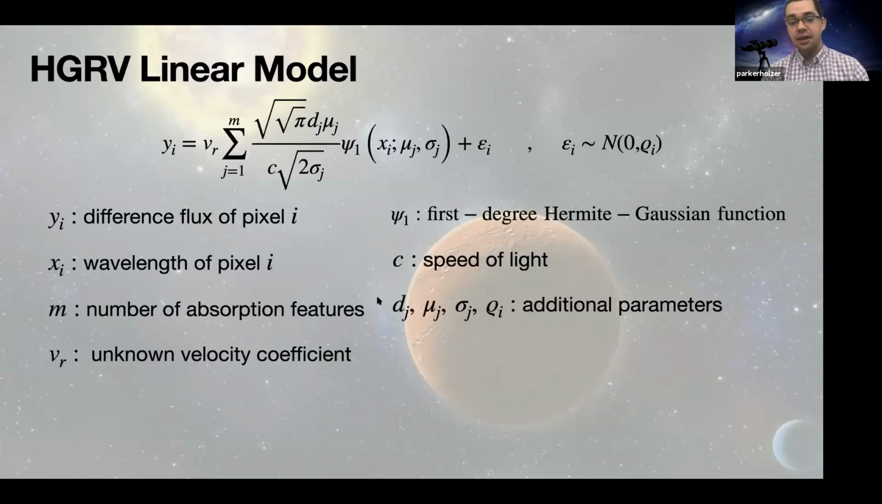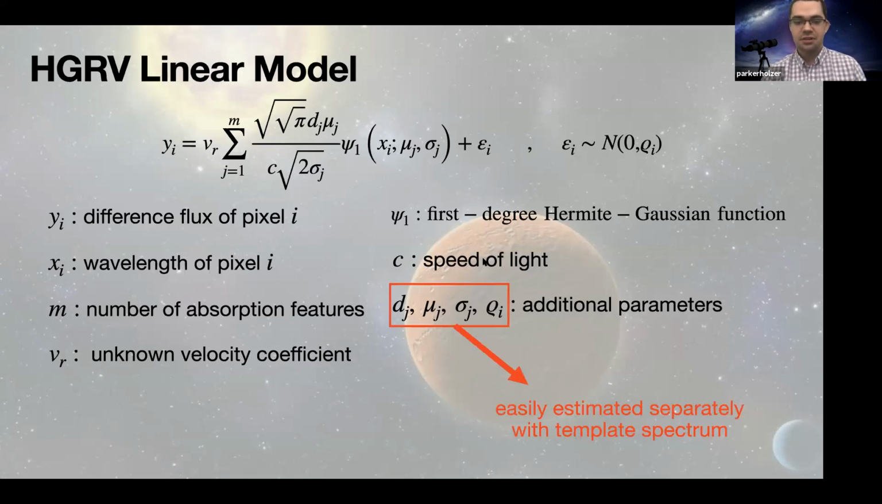And overall, that theorem means that we can use this linear model. We can take the difference flux that I introduced before, which is yi here, and we can take the wavelength of the spectrum, which is represented by x here, and then we can look at a number of other things that go into transforming that wavelength, such as the 1st degree Hermite-Gaussian function, some other parameters here that are well estimated from the template spectrum, and summing across absorption features, and we're able to create a variable that is linear with respect to the difference flux.